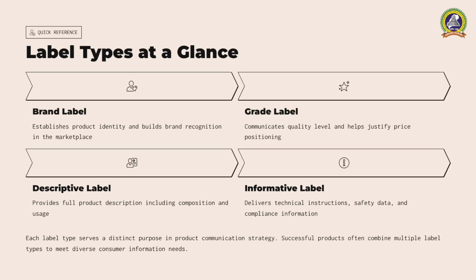Let us pause briefly to recap the kinds of labels we have discussed. We identified brand labels, which focus on the name and identity of the seller. We discussed grade labels, which categorize products based on quality levels. We have also examined descriptive labels, which are expressive and illustrative regarding the product's nature. Finally, we looked at informative labels, which provide specific technical data, safety instructions, and statutory details. Understanding these distinctions is vital for effective product management.